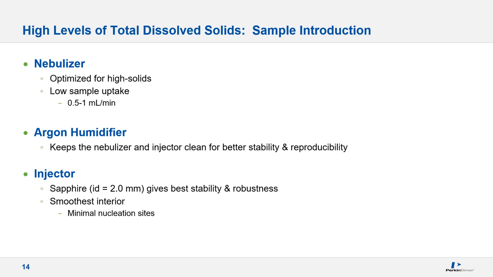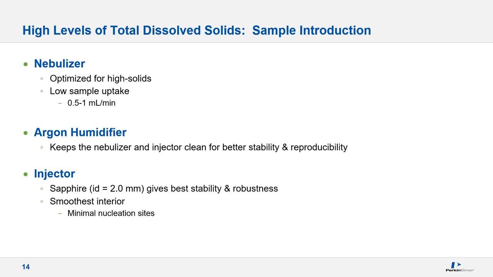When analyzing high TDS samples, it's important to use a nebulizer specially designed for high solids to limit clogging. In addition, reducing the sample uptake rate also helps. Most ICP-OES analyses are run with sample uptake rates of 1 to 1.5 mL a minute, but going to lower flows at about 0.5 mL a minute will often result in higher signal-to-background ratios in high TDS samples.